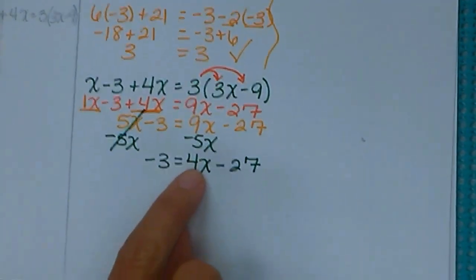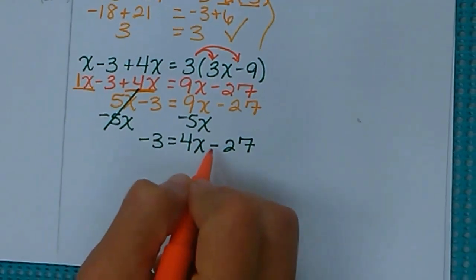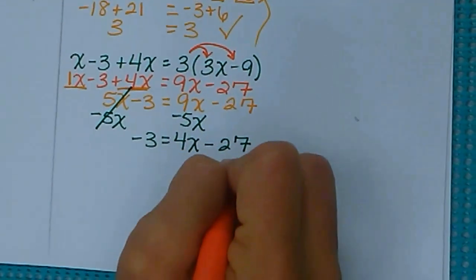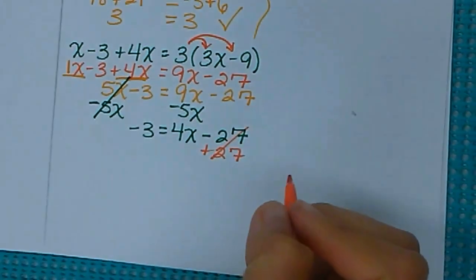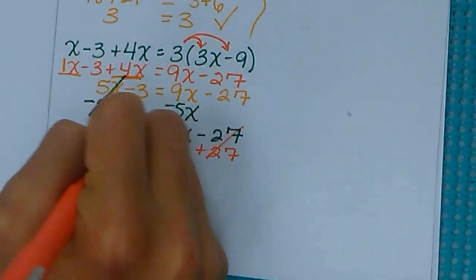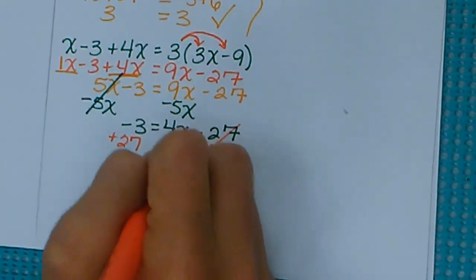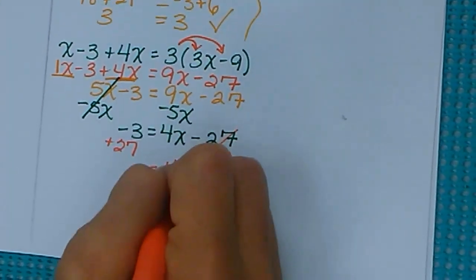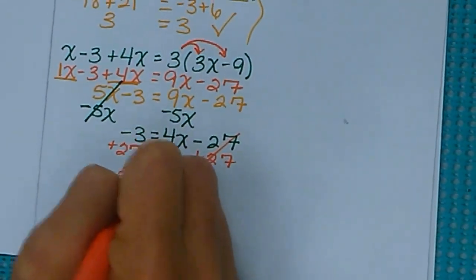I want the x's by themselves, so I need to kick over this 27. So opposite of a minus 27 or a negative 27, positive 27. What I do to one side, got to do to the other. I know you guys are so excited about this stuff right now. All right, so I bring down my 4x. -3 plus 27 gives me a 24.